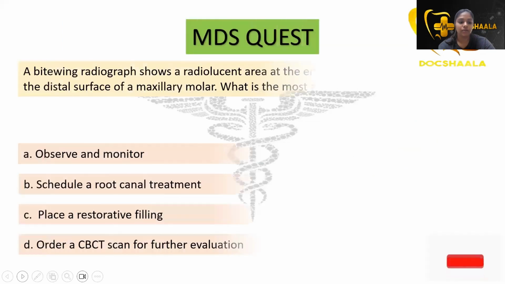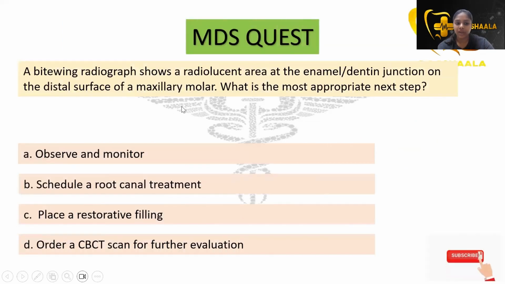Then coming to a question on bite wing. A bite wing radiograph shows a radiolucent area at the enamel dentin junction on the distal surface of a maxillary molar. What is the most appropriate next step? Do we observe and monitor, schedule a root canal treatment, place a restorative filling, or order a CBCT scan for further evaluation? There is a radiolucent area already in the enamel dentin junction. That means there is distal caries in the maxillary molar.